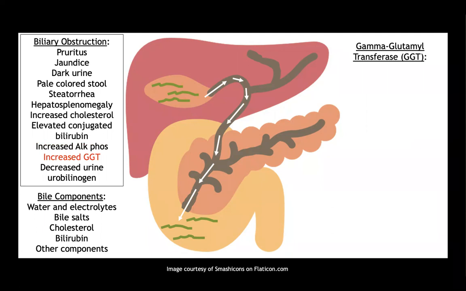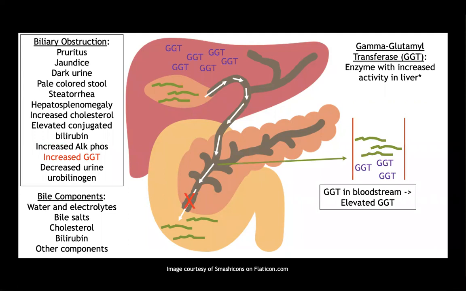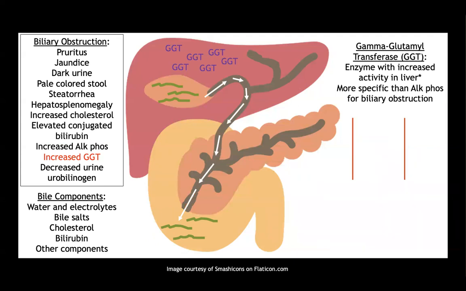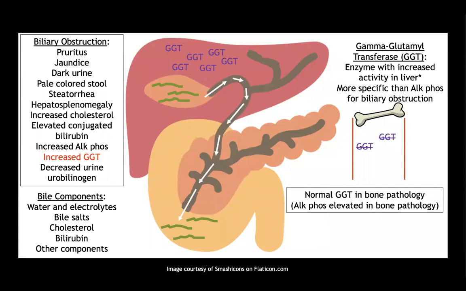Gamma glutamyl transferase, or GGT, on the other hand, is much more specific to the liver. So if you have a biliary obstruction and GGT leaks out, you'll have elevated GGT. But on the contrary to alk phos, if you had a bone or a kidney issue, your GGT is still going to be normal. So it's a lot more specific to the liver pathology than alk phos is.